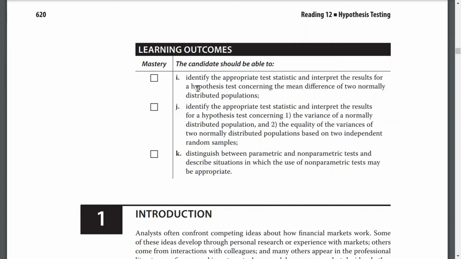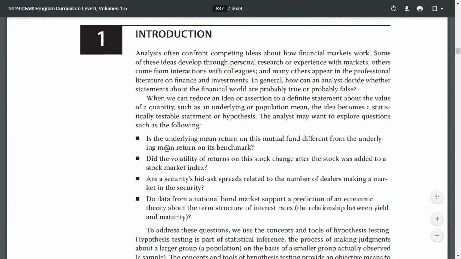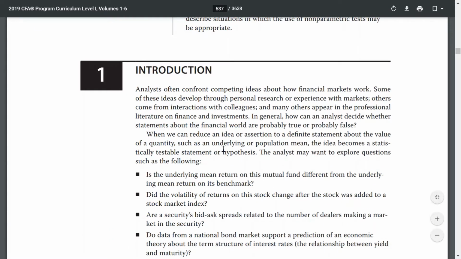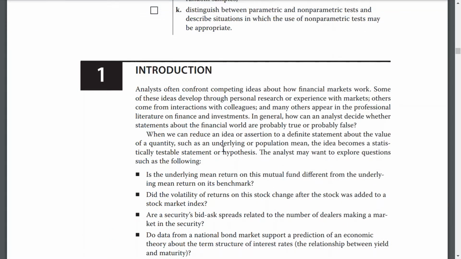Introduction. Analysts often confront competing ideas about how financial markets work. Some of these ideas developed through personal research or experience with markets. Others come from interactions with colleagues. And many others appear in the professional literature on finance and investment in general.